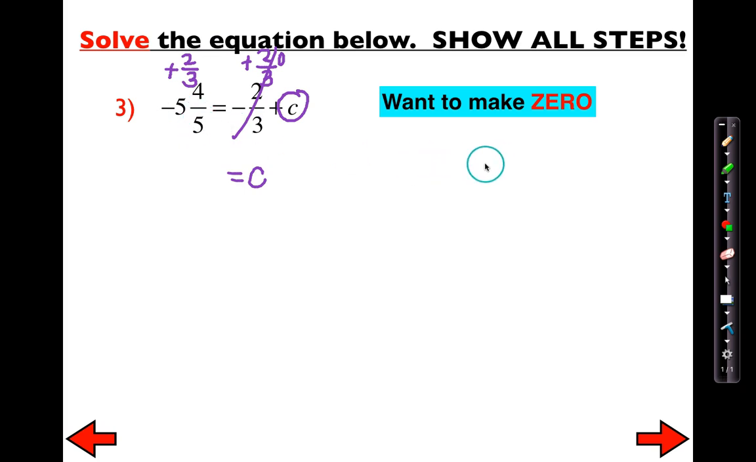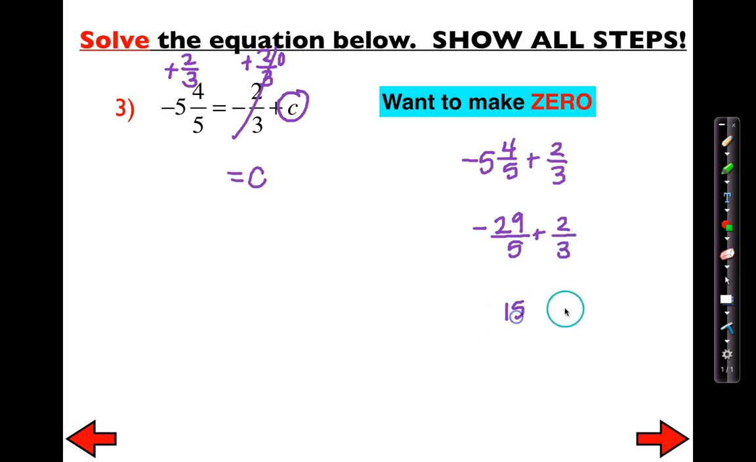It's going to be negative 5 and 4/5 plus 2/3. I am going to want to turn this into an improper fraction. So 5 times 5 is 25, plus 4 is 29. So we have negative 29/5 plus 2/3.